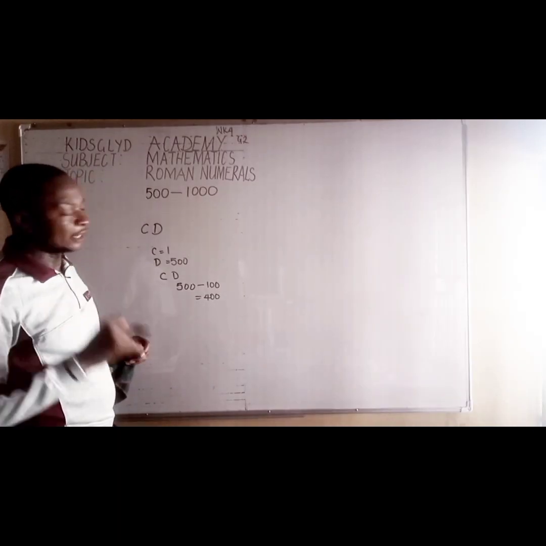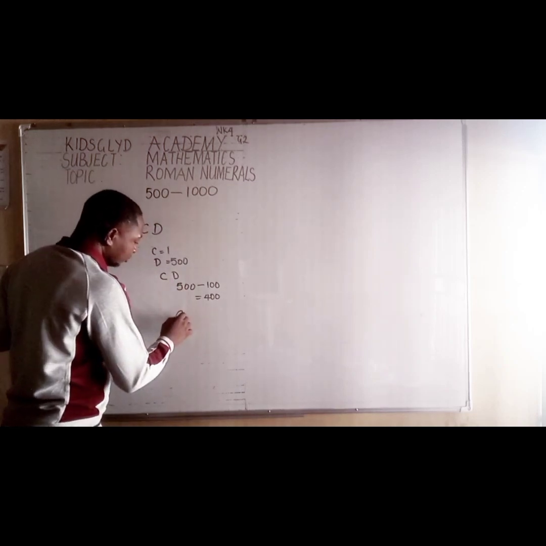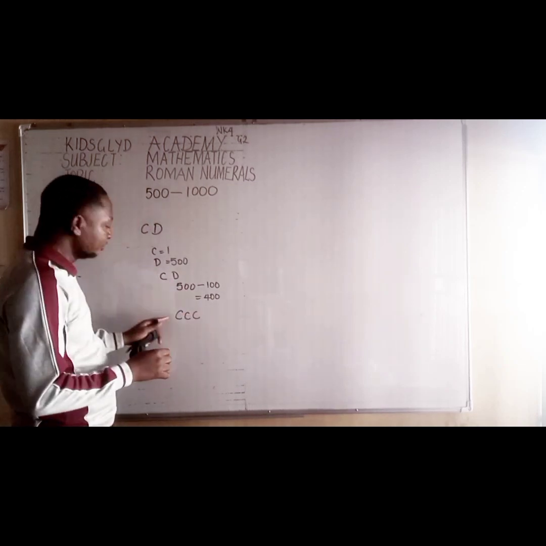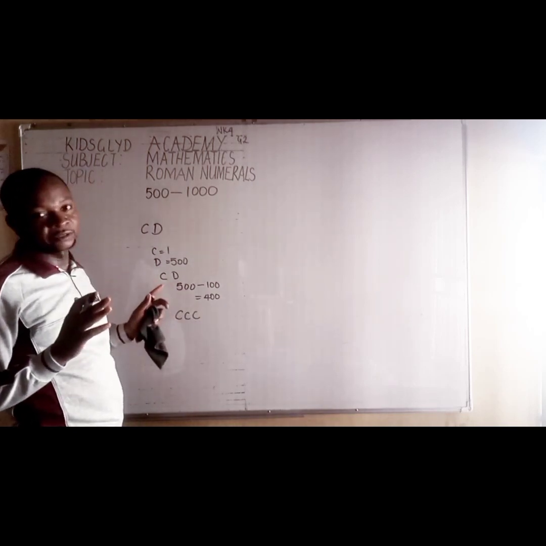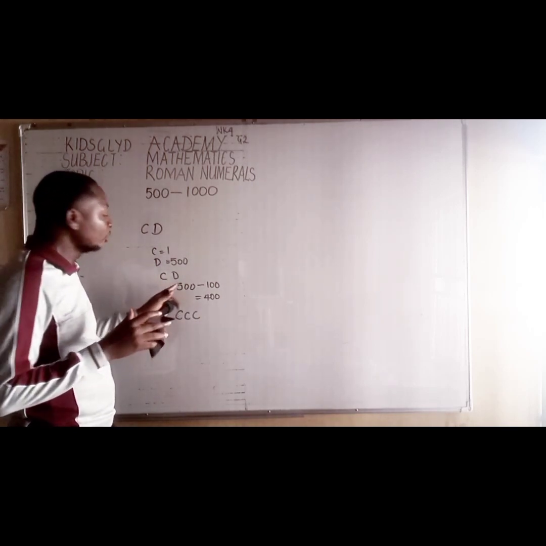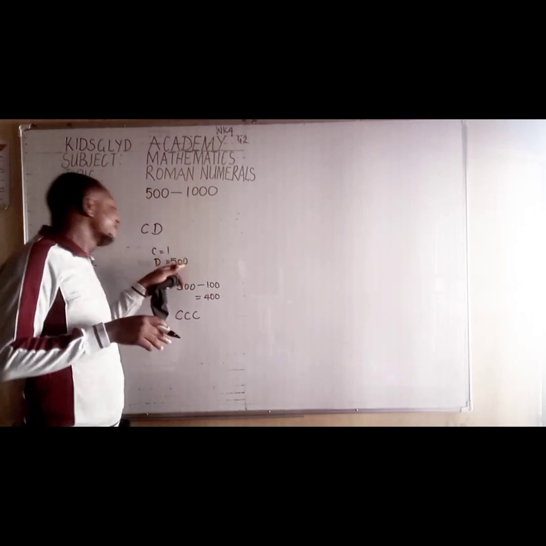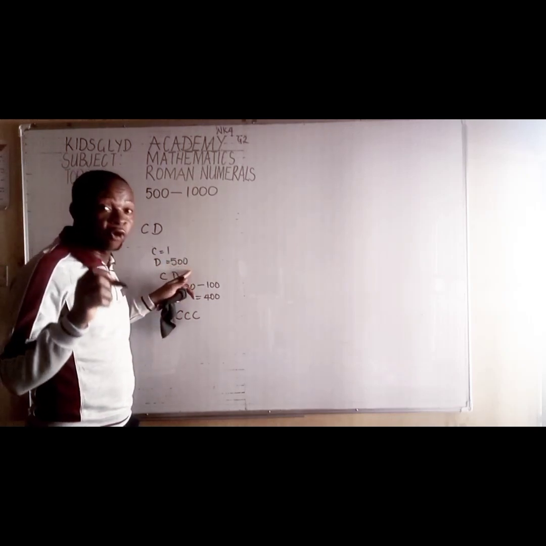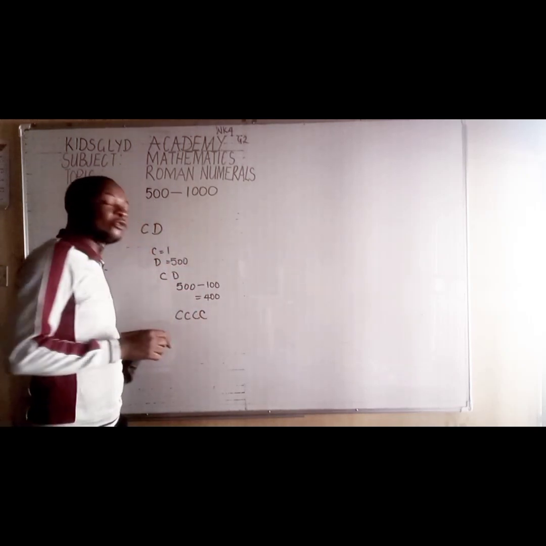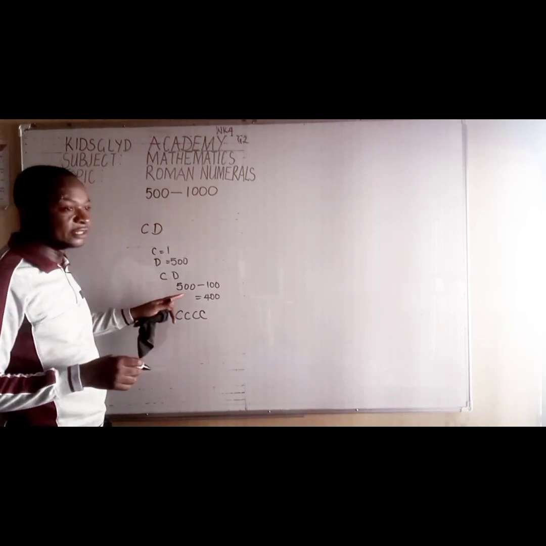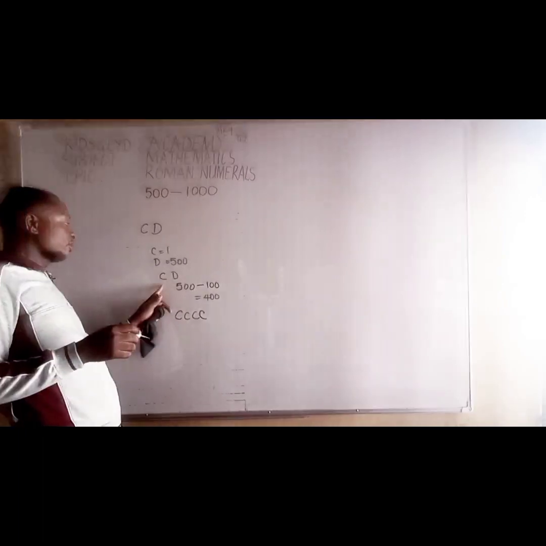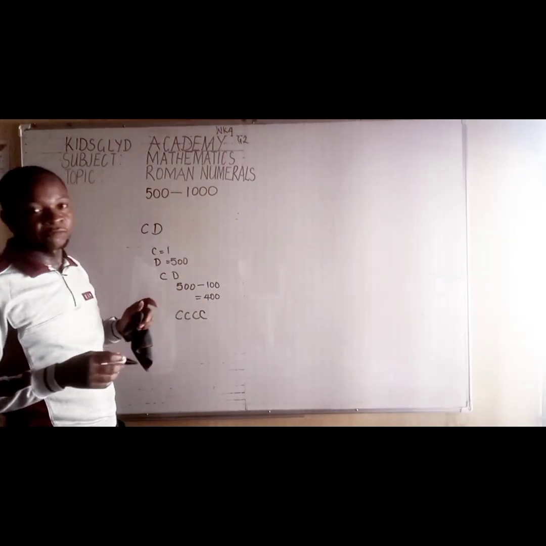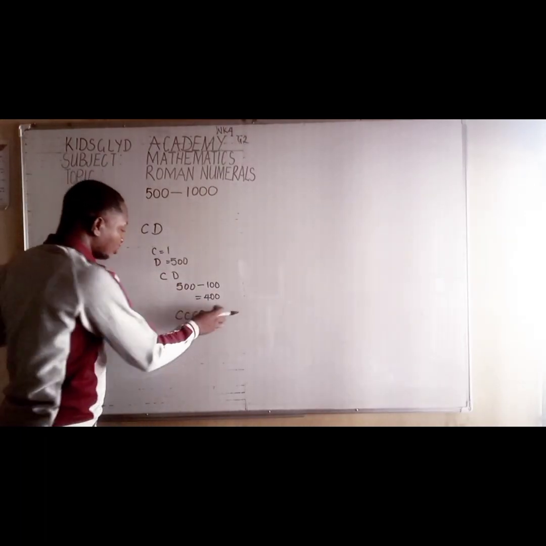For example, now let's look at the additive rule. If we have C, C, and C, that means 100, 100, and 100 gives us 300. But now that we're looking for 400, and we already know that D is 500, for us to write 400, we can't say C, C, C, C, four times. Rather, we will write the D. The C will come in front of D, so that we will subtract 100, which is C, from 500. So we'll have 400. That is how we will get our 400.